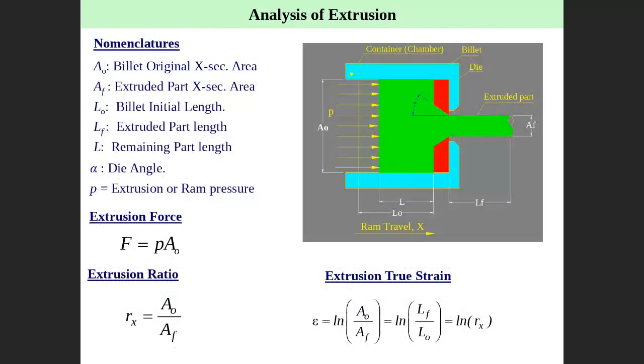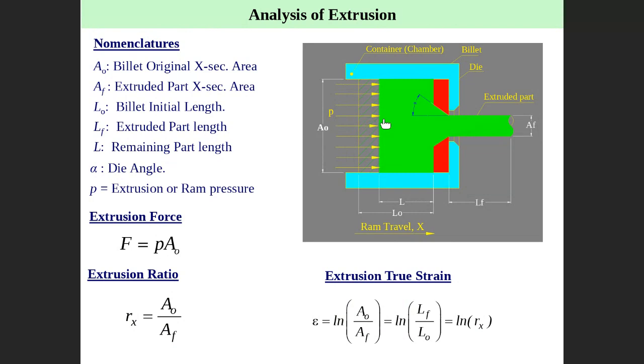This is the extrusion. Let me talk about the analysis of extrusion. This is the raw material. You put the raw material here and apply pressure. The material will flow and exit from the die opening with the same dimension as the die. We have A0, the initial area, and Af, the final area. So you start with the initial area and end with the final area.